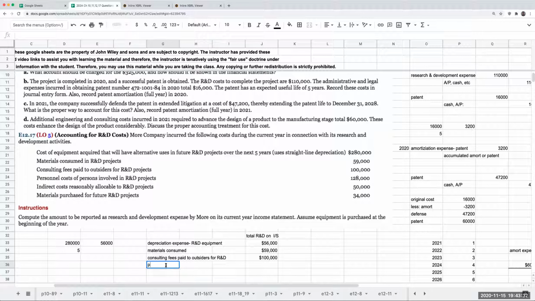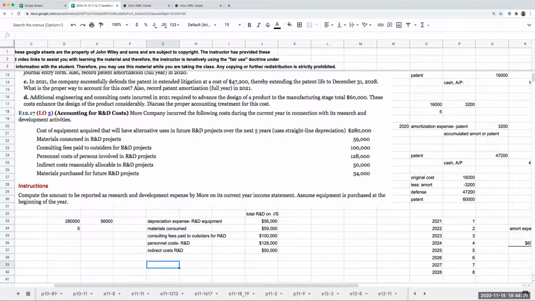Personnel costs, this would also be classified as R&D costs. Again, if you look at Intel, for example. Indirect costs reasonably allocable to R&D, we'll go ahead and put 50,000 here. And again, that could be like factory overhead. It could be something like factory space, if we're saying that some of that relates to research and development.